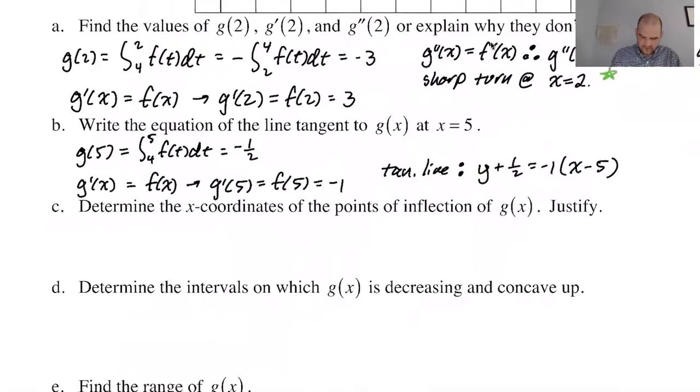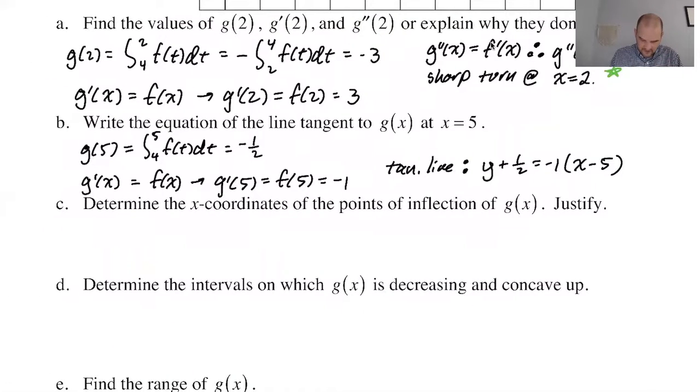Well, we know from the prior video, which I'm assuming you watched, that g prime of x is f of x. That's a second fundamental theorem thing. It's really f of x times 1. We're not writing the 1. So this is the case.